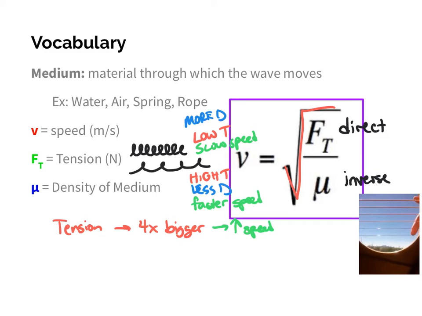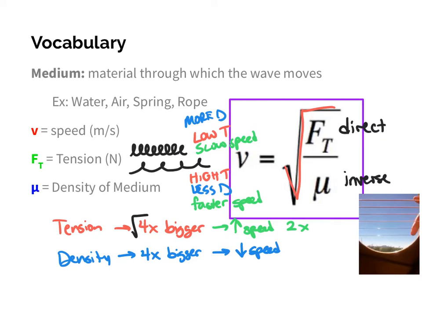Now, because there's a square root around this, when the tension is 4 times bigger, I'm going to take the square root of 4, which gives me 2. So that means my speed is going to increase by a factor of 2. It's still going to be that direct relationship, but whatever that number is, we have to take the square root of it. And it's the same thing with density. Now, density is a little bit different because it's an inverse relationship. So let's say I make the density 4 times bigger. Since it's an inverse relationship, I'm going to see a decrease in the speed.